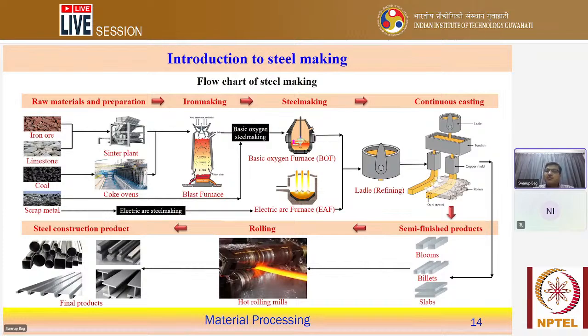So once we get the semi-finished product, from there we perform the rolling operation, usually in the hot rolling mill. Then we can produce the different steel construction products. Final products can be reached after the rolling operation. So different channels and cylindrical objects can all be produced through the rolling operation. These are the basic steps associated with the steel making process.